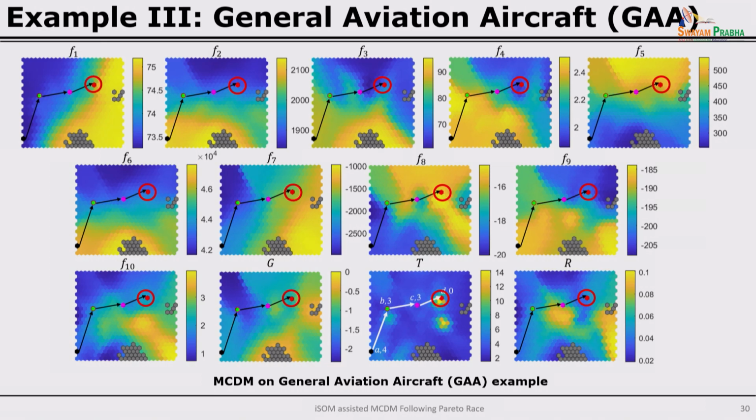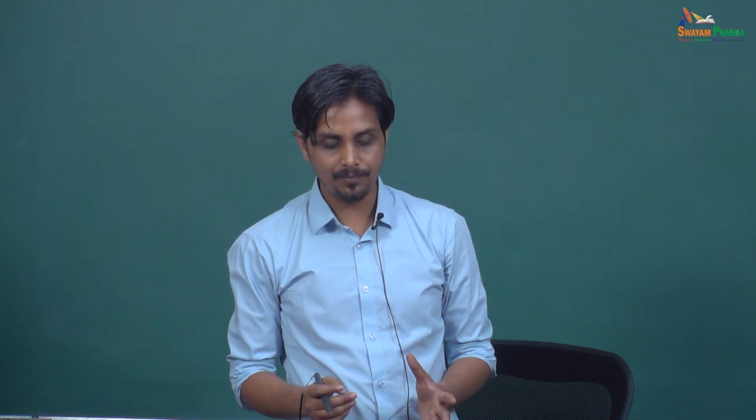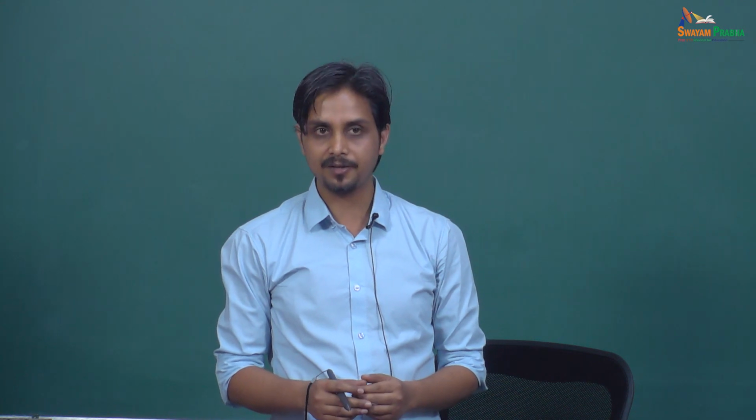And yeah, this is the 10 objective function, which again uses the concept of Pareto race by changing the speed and direction. So I'm not going to explain this. In summary, we discussed the ISOM visualization method and how it is useful in high dimension, specifically in multi-objective optimization where we have multiple objectives. We have seen how it helped in the case of Pareto race by giving crucial information to the decision maker, not only the interaction between the objectives but also the quality of the solutions.